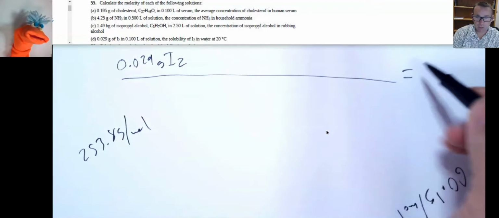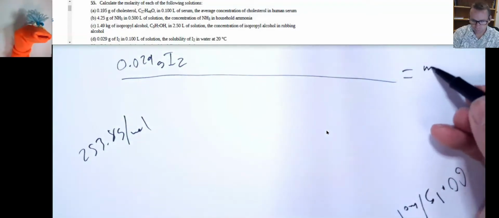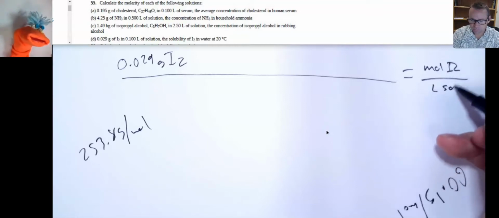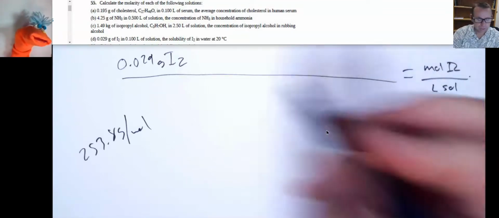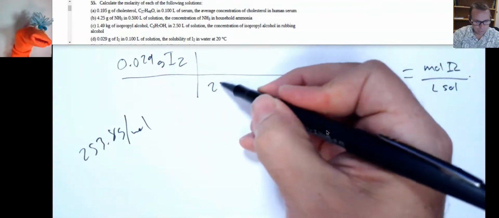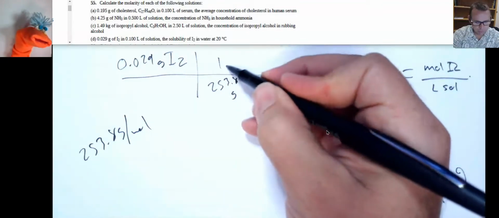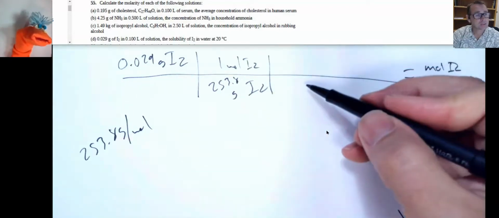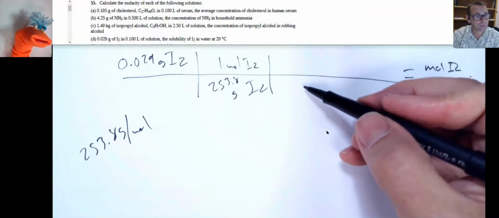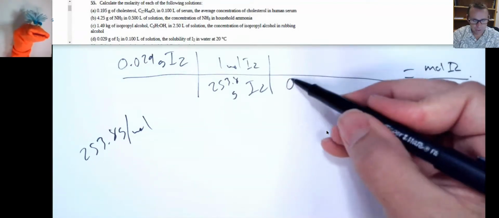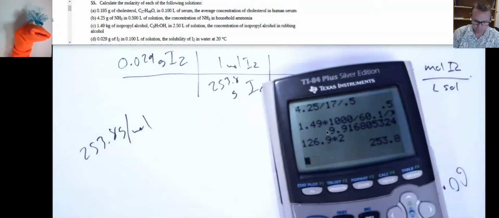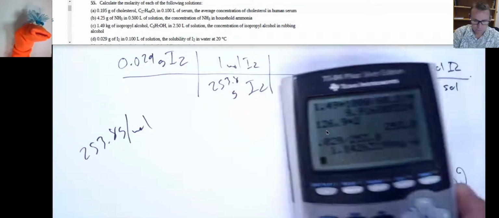So I can go from grams. I'm after what? Molarity. Moles of I2 for every what? Liter of solution. That's what molarity is, right? So I go grams to moles, 253.8 grams for every 1 mole of iodine, I2, right? And then liters of solution, how many? 0.1, right? 0.1 liters of solution. So 0.029 divided by the molar mass divided by 0.1.